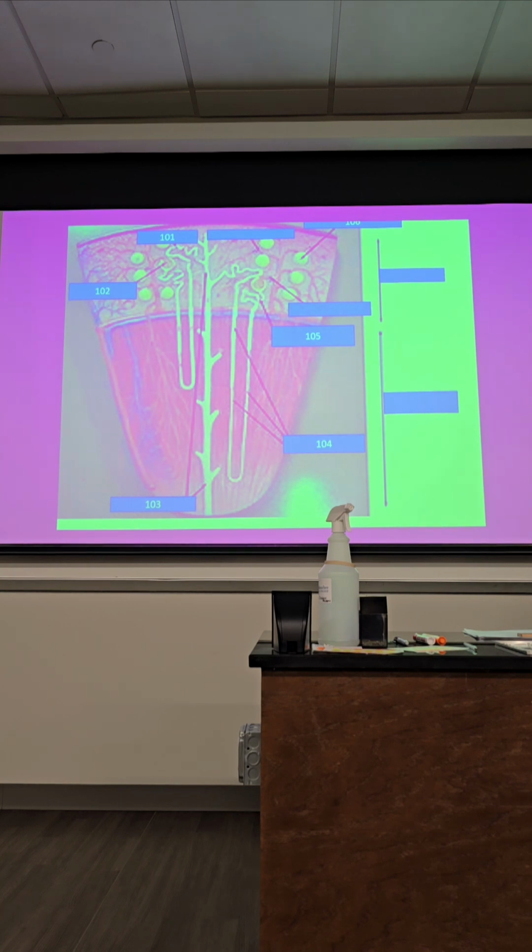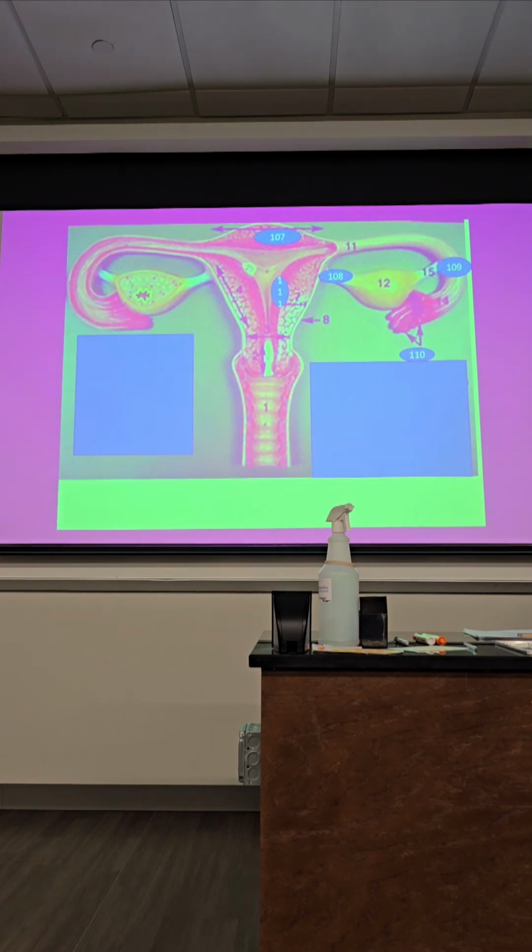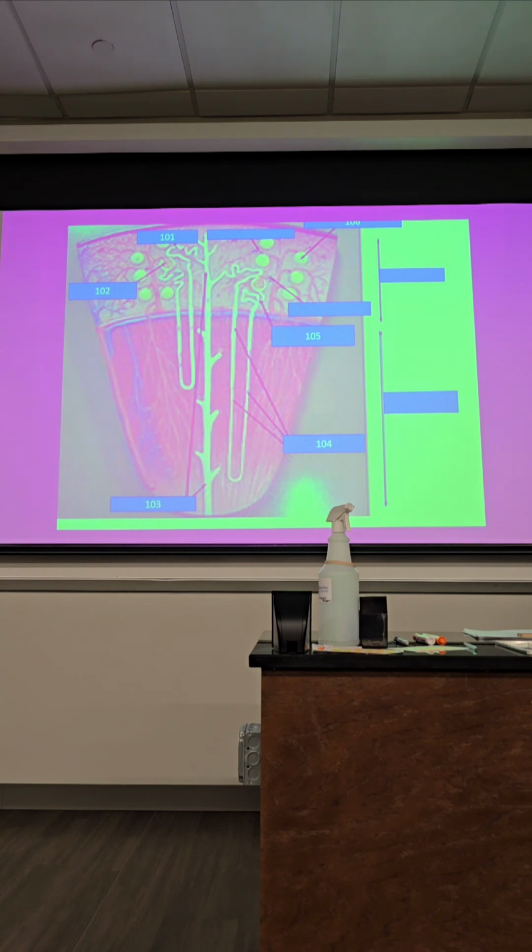Okay, that's supposed to be 106, right? So that is showing the whole renal corpuscle. So you have to say renal corpuscle. Okay. Number 103, the ureter.